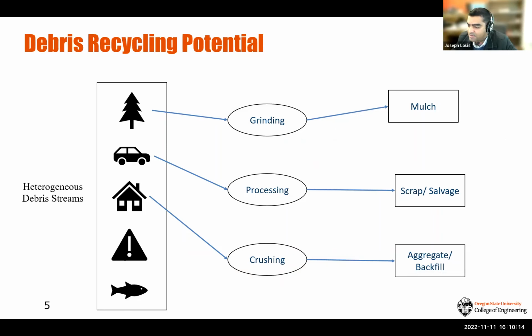So we have vegetative debris, we can have construction and demolition debris, we can have hazardous waste, cars, vehicles, and so on. So if you're able to separate these out, the vegetative debris can be ground and used as mulch and chips, you can process a lot of the vehicles and larger equipment for scrap and salvage. So that the ultimate aim is that they're not going into these landfills. And a lot of construction and demolition debris can be crushed and used either as aggregate or as backfill. So these are some of the big buckets and big opportunities that we have for recycling.